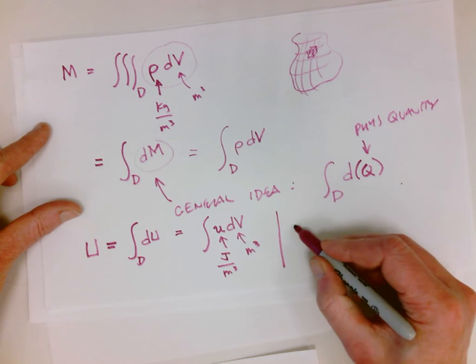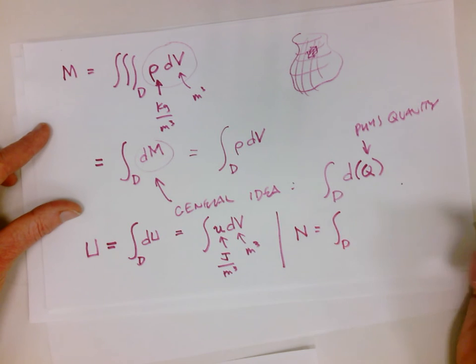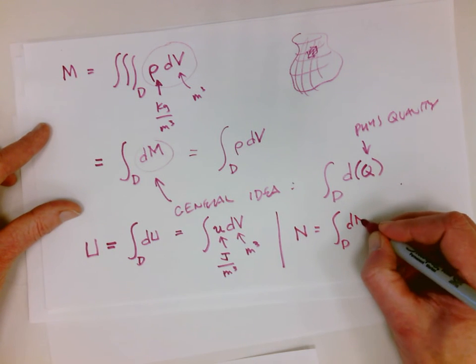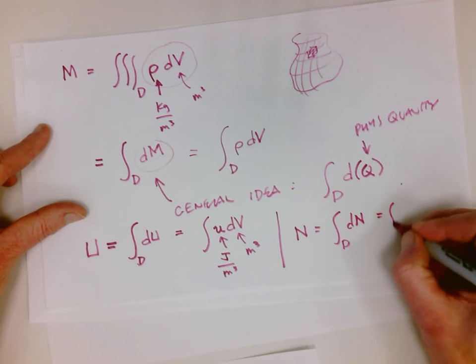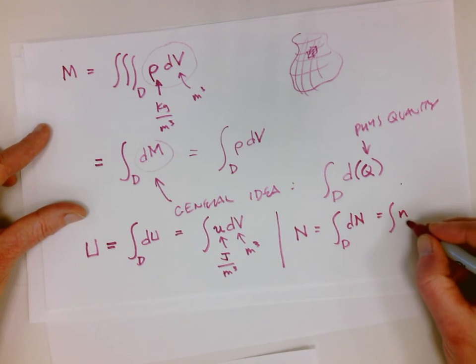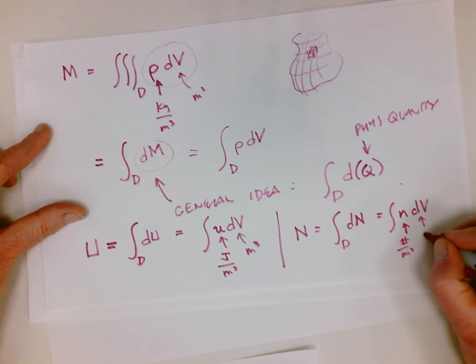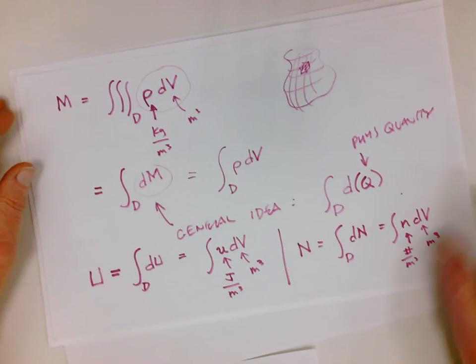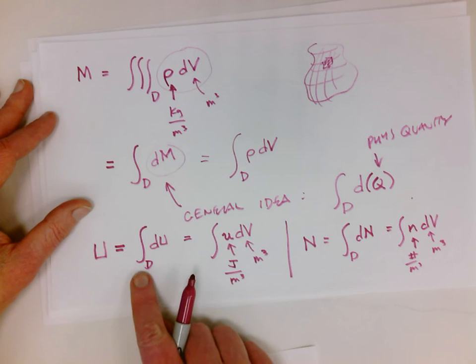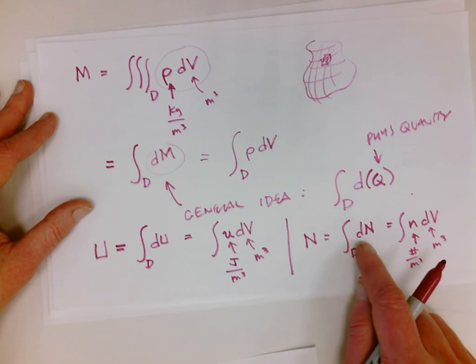I could also talk about the number of particles contained in the domain. Well, the number of particles contained in the domain is simply the integral over the domain of the differential number of particles contained in each little chunk, which I could rewrite as the number of particles per meter cubed times dV. So this is number per meter cubed, and this again is a differential element, in meters cubed. So you'll see this kind of notation of the integral over a domain of du, or the integral over a domain of dn.